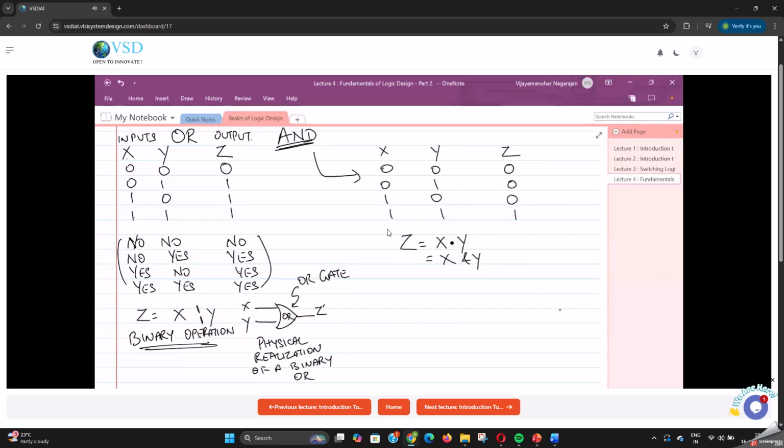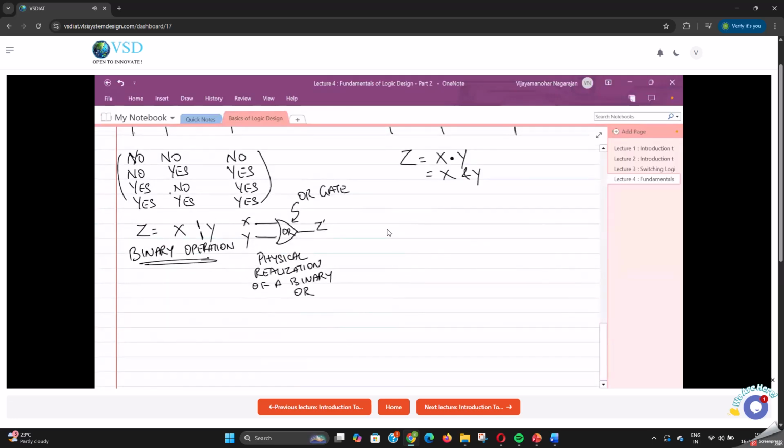As per the Boolean operation, the OR, this is the symbol. It will be denoted like x plus y. Don't confuse this plus with the addition plus. This is your OR. Either I show it like this, or in terms of Boolean algebra, I will show it like plus.